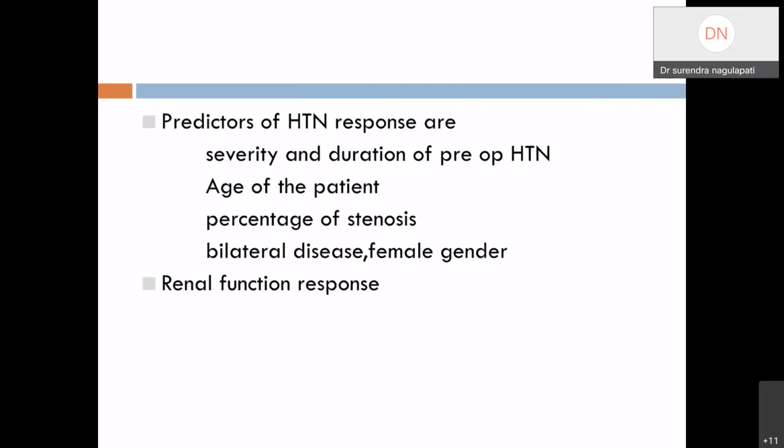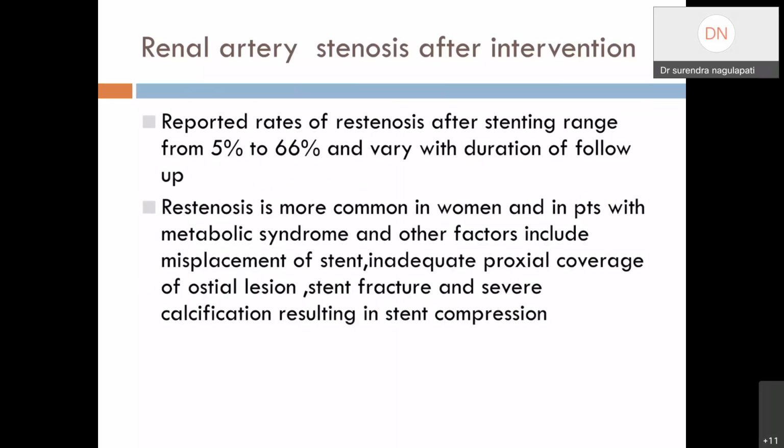When renal function improves in patients, there is improved survival. Coming to renal artery stenosis after intervention, reported rates of restenosis after stenting range from 5% to 66% and vary with the duration of the follow-up. Restenosis is more common in women and in patients with metabolic syndrome, and other factors include misplacement of the stent, inadequate proximal coverage of the ostial lesion, stent fracture, and severe calcification resulting in stent compression.